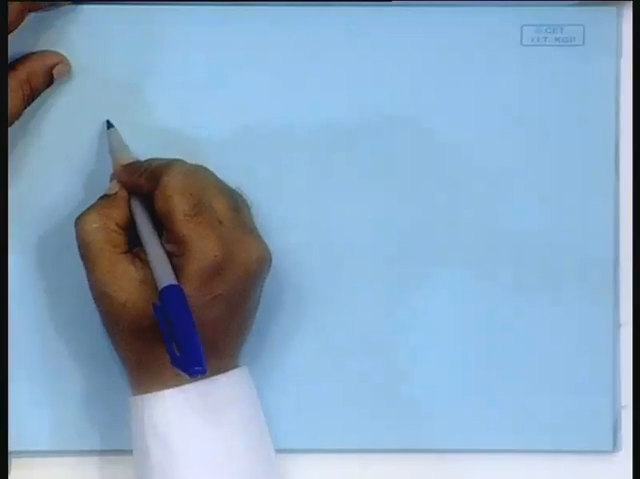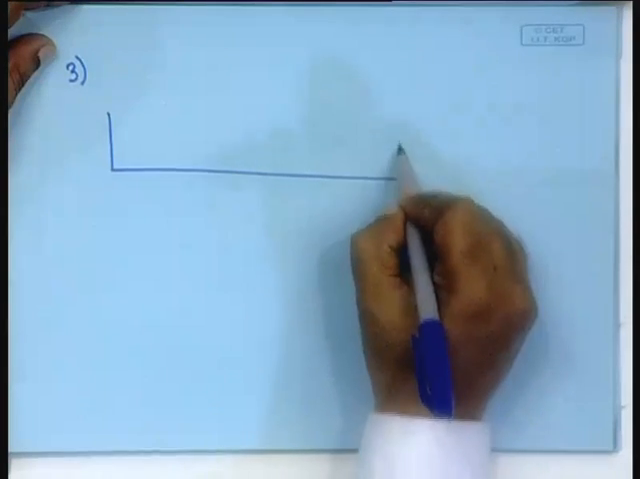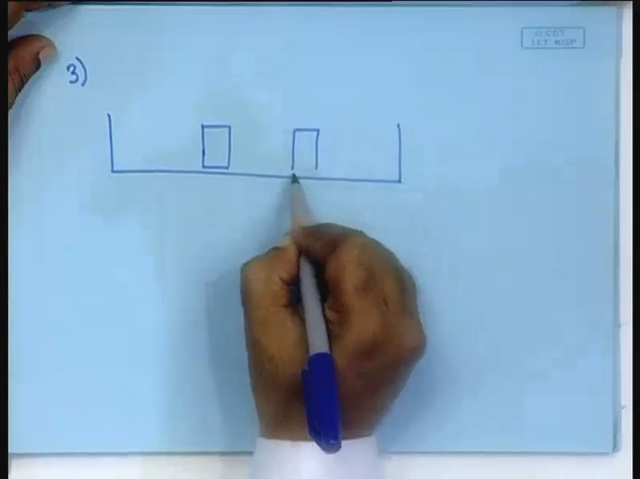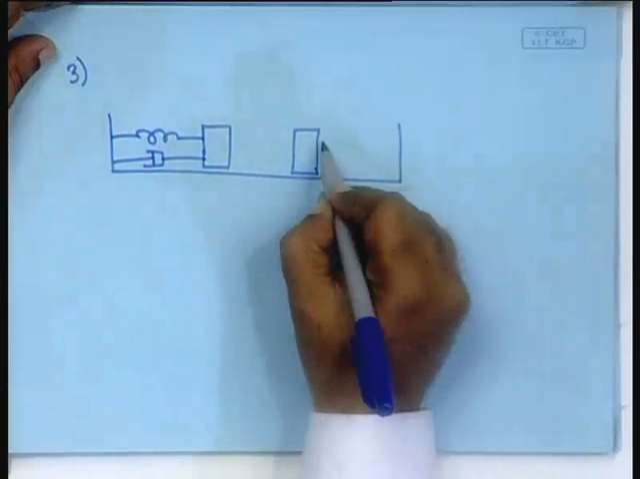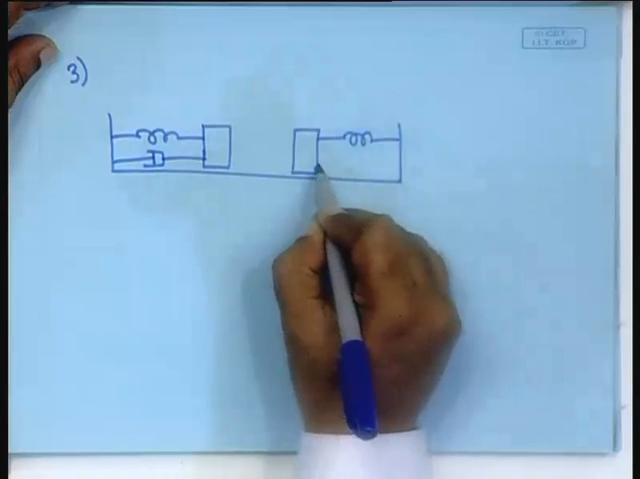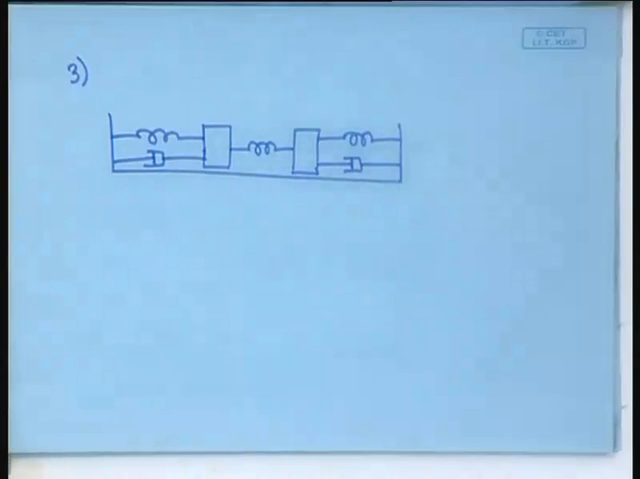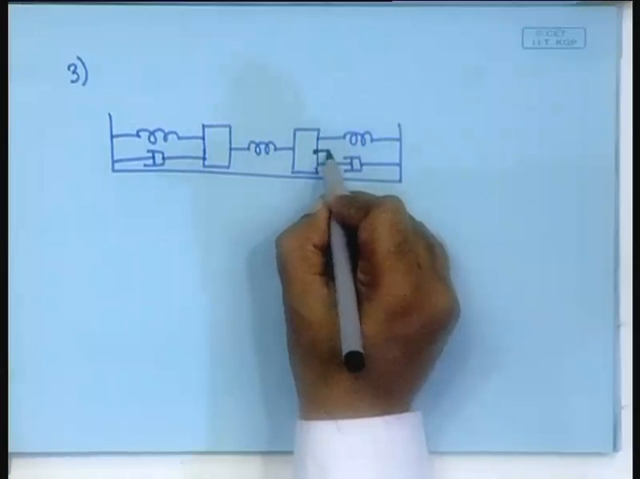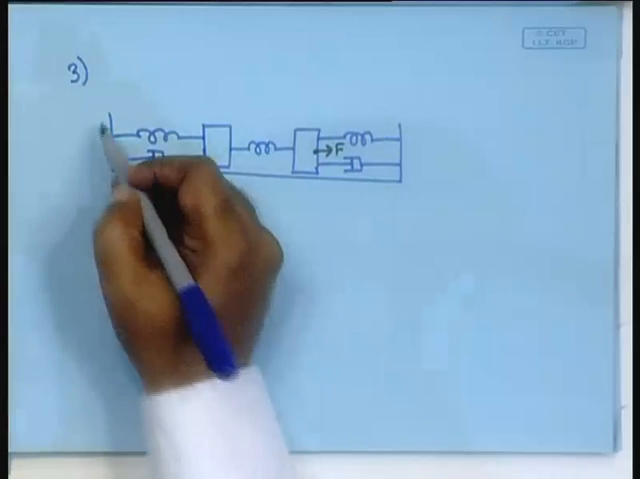How about this problem 3? There are two masses, this one is connected by a spring damper arrangement, this one is also connected by a spring damper arrangement, and these two are connected by means of a spring. And say there is a force F pulling this mass. In that case, how will you define the state variables?